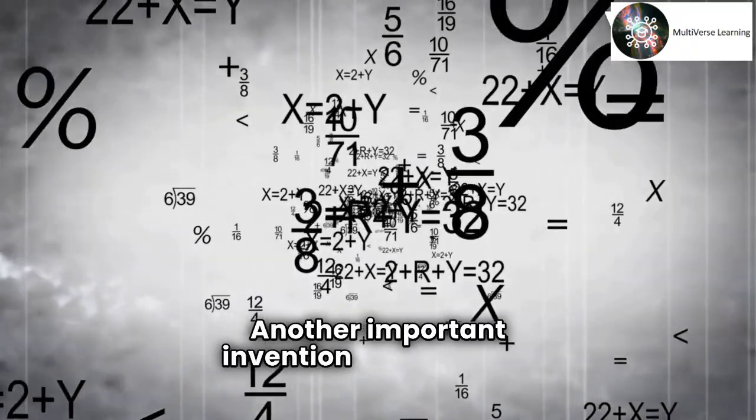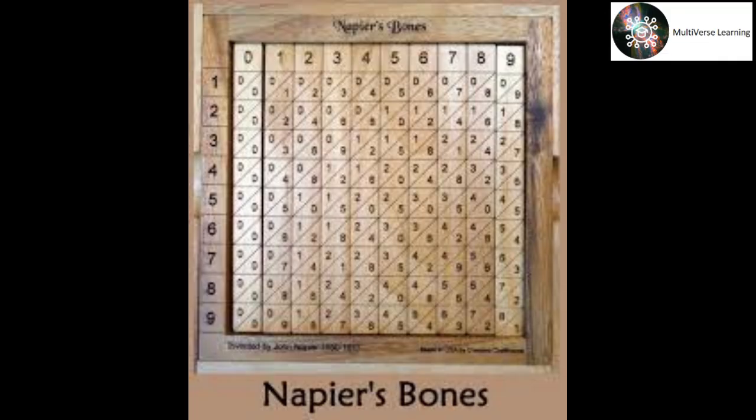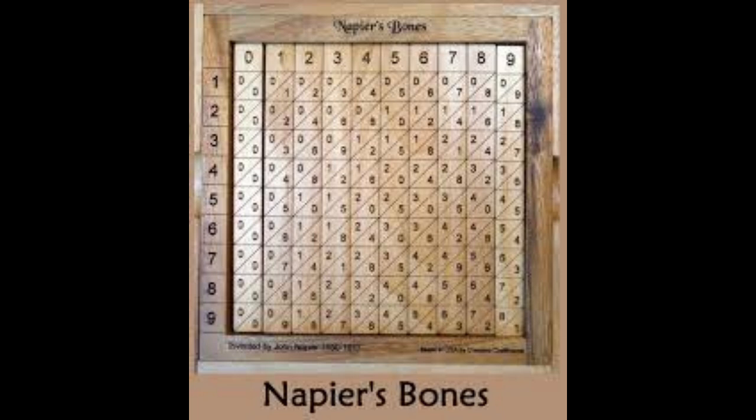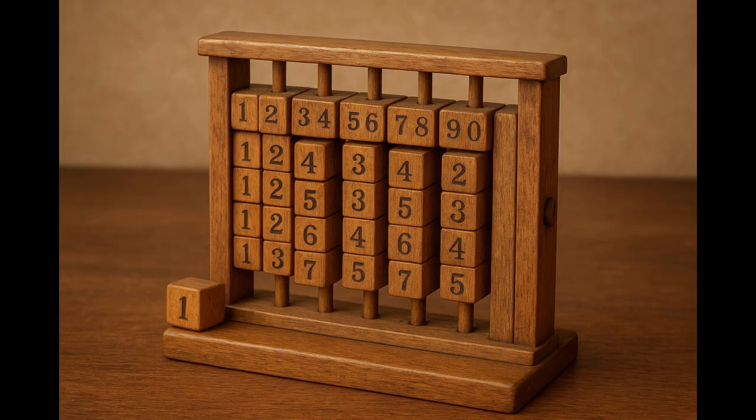Another important invention was Napier's bones. In 1616, Sir John Napier created this device, which had numbers carved on bones or wooden strips. Napier's bones could be used for addition, subtraction, multiplication, division, and even for finding square roots.